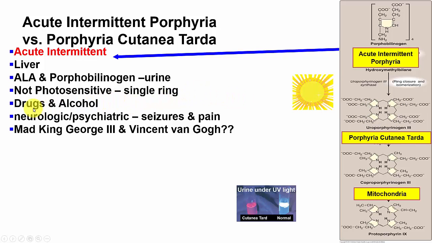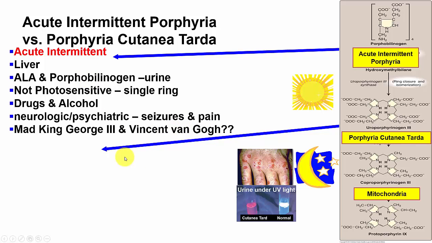So these people don't mind being out in the sun, so they can work outside. However, their condition is exacerbated by drugs and alcohol, because this is made in the liver where P450s are made. So if they can't make enough P450, their P450 is not functional, then they have a lot of trouble metabolizing drugs and alcohol. They also have neurologic or psychiatric issues, usually seizures and pain. It is thought that Mad King George III, who was the King of England during the American Revolution, and Vincent van Gogh may have suffered from acute intermittent porphyria.